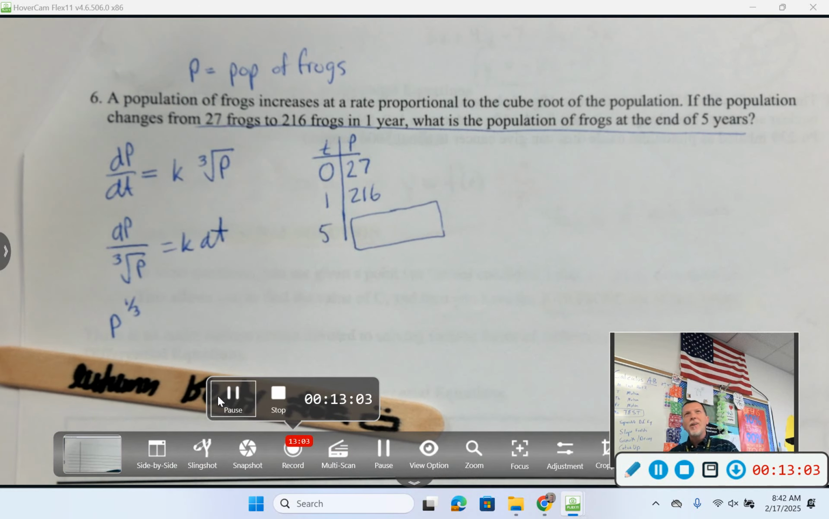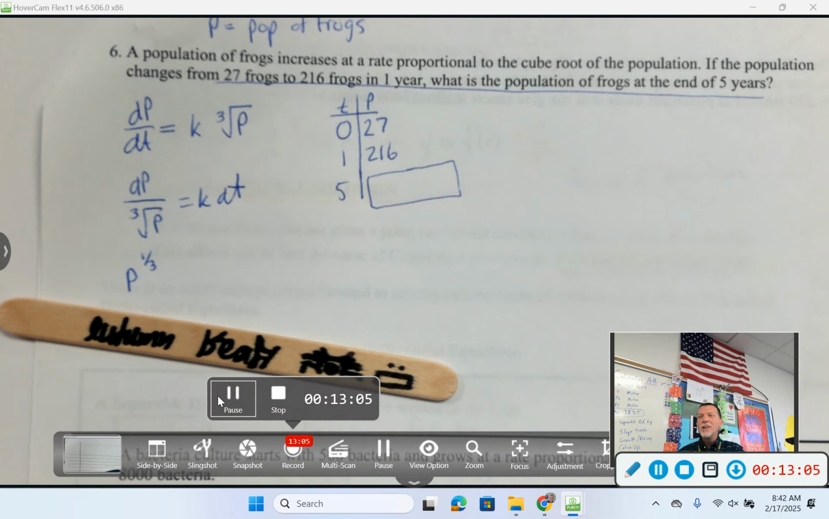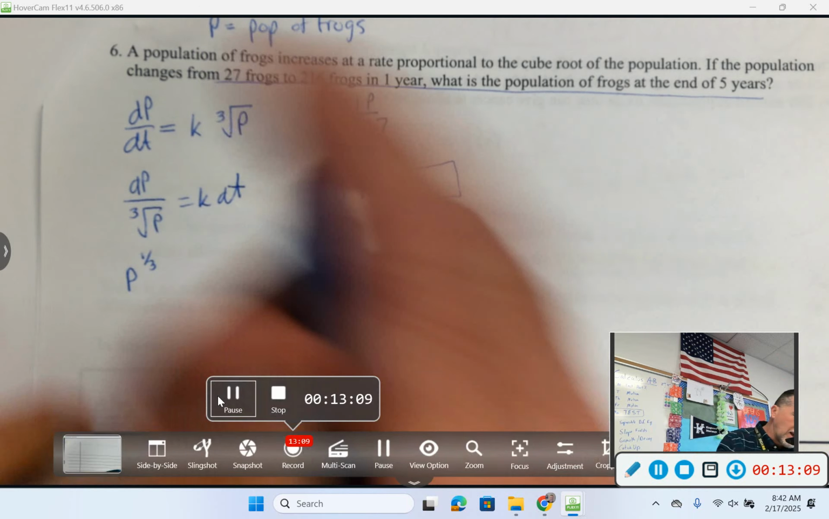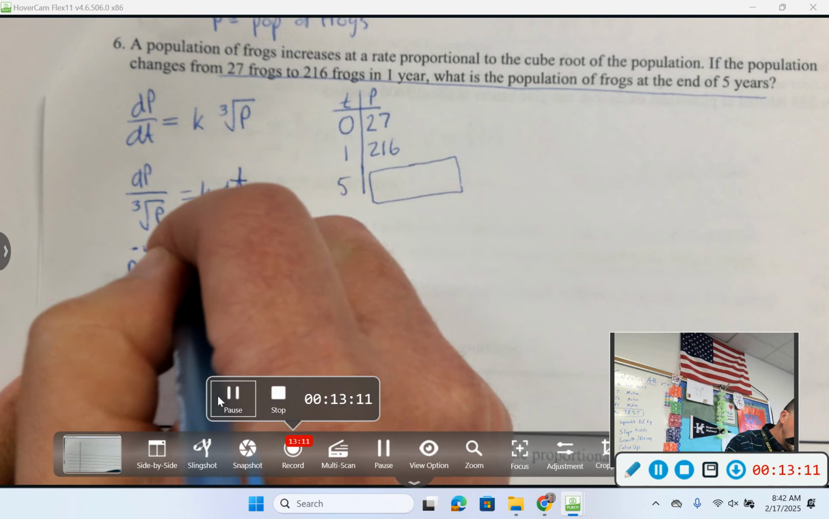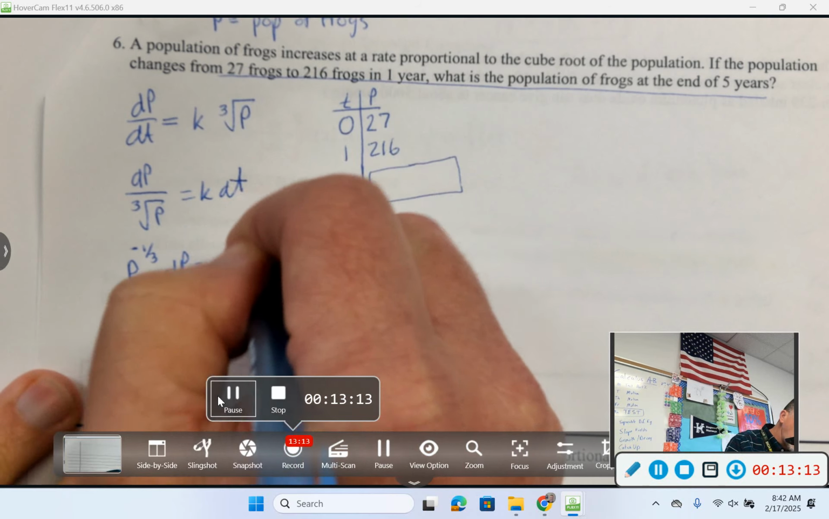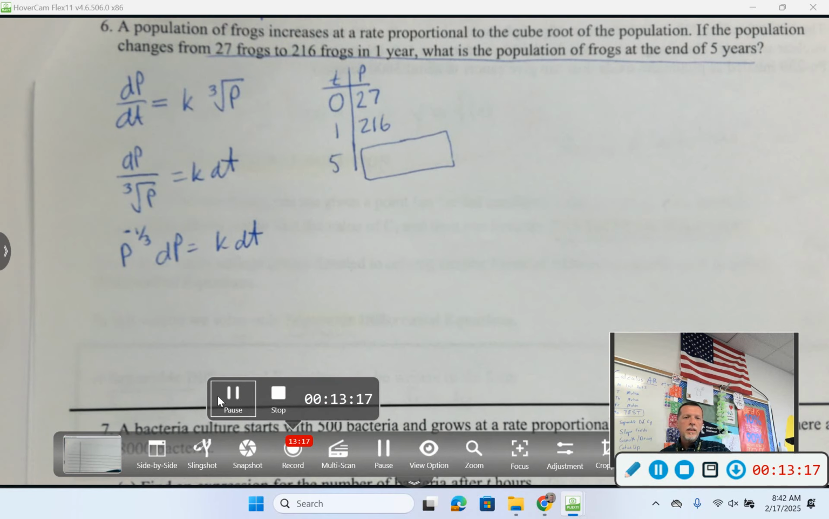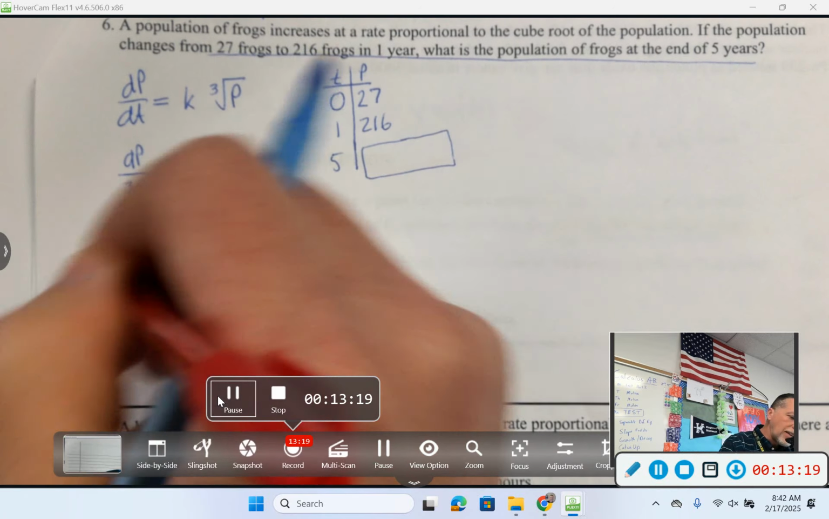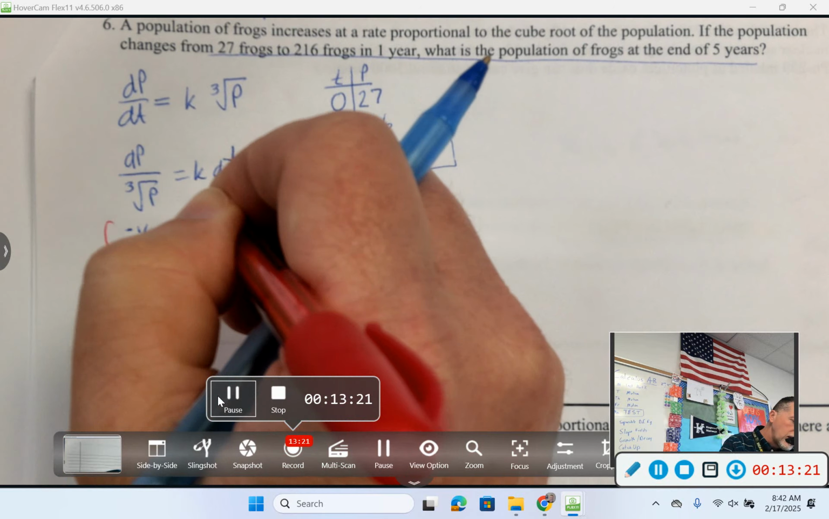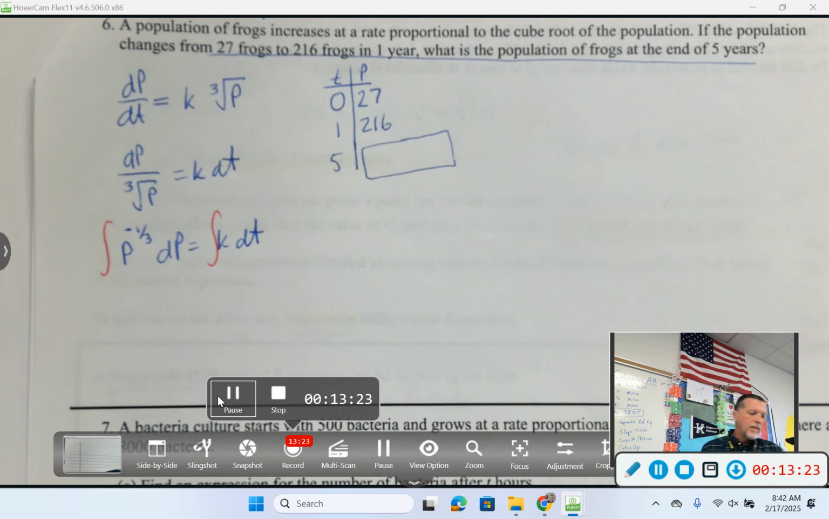Yes, depending on how I phrase that question. If I don't want it in the bottom anymore, if I want it in the top, P to the -1/3. Yeah, P to the negative 1/3. So P to the negative 1/3 dP equals k dt. All right, now we're ready to integrate. That's our separate step. We'll integrate.